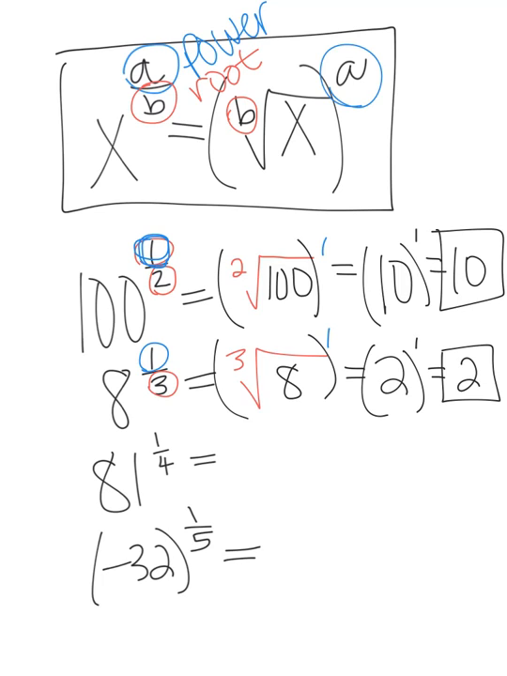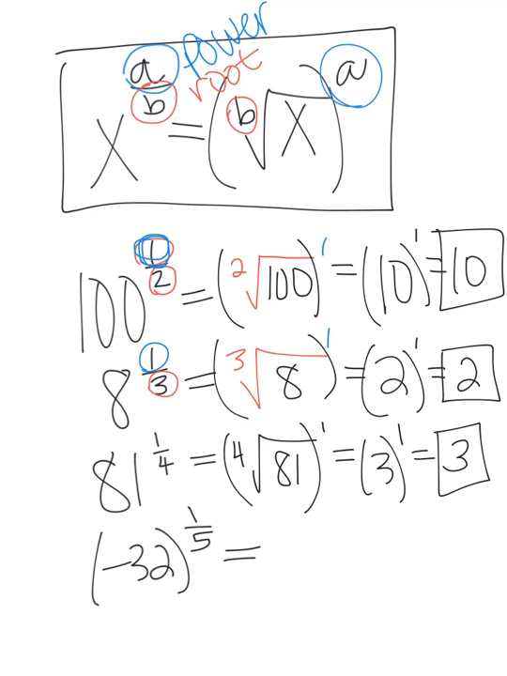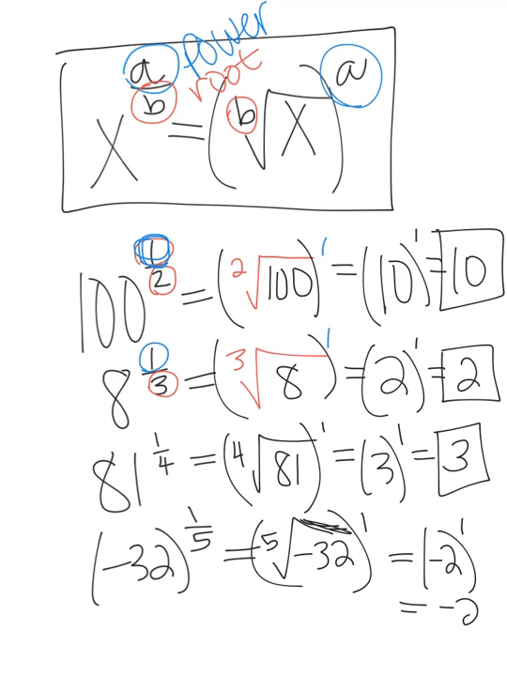All right, next example. So I would have the fourth root, because 4 is in the denominator, of 81 raised to the first power. So the fourth root of 81 is 3, and then 3 to the first power is 3. Okay, last one. This would be the fifth root of negative 32 raised to the first power. So the fifth root of negative 32 was negative 2, and negative 2 to the first power is negative 2. Okay, so that just explains how you go from a rational exponent to a radical.